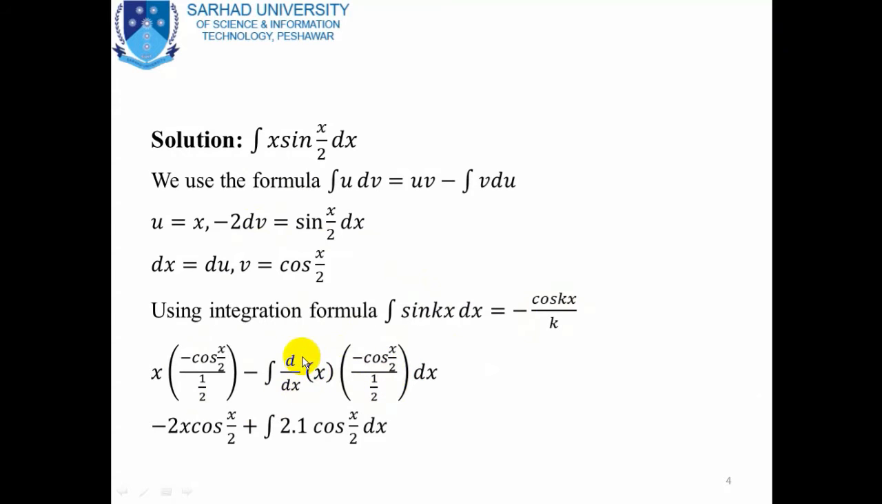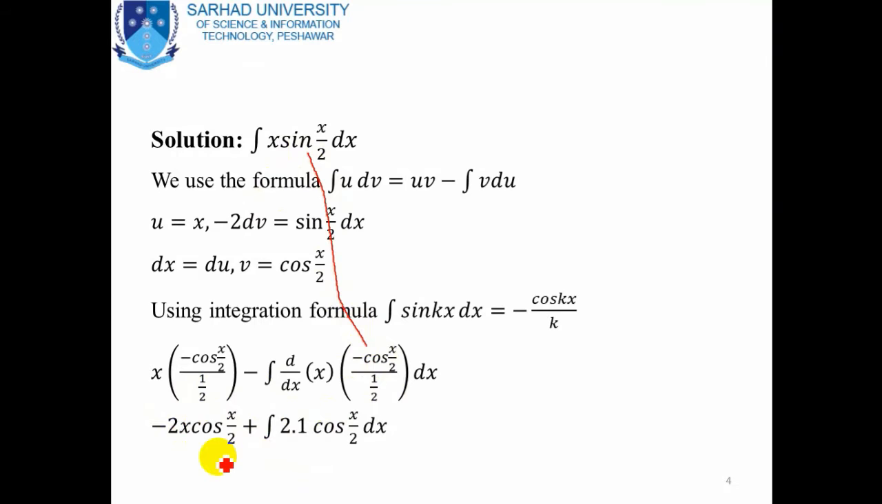The derivative of the first function x is 1, and the integration of the second function, like you see over here, is minus cos x by 2 divided by 1 over 2. I would like to highlight this. Now we can write minus 2 into x cos x by 2, minus minus plus, integration 2 into 1 into cos x by 2.